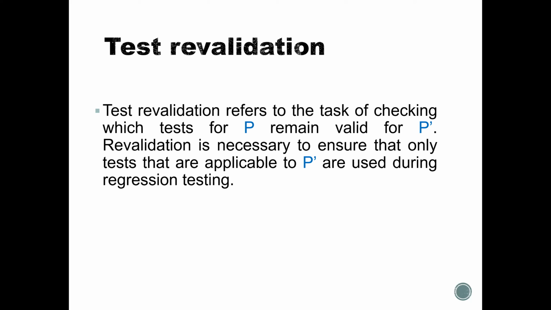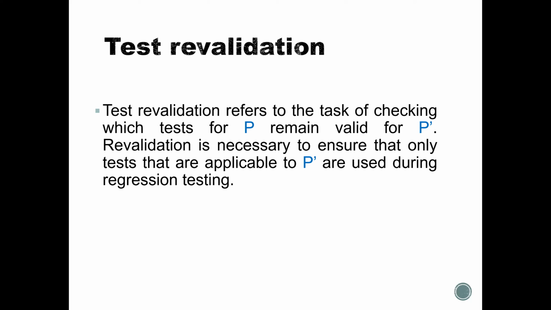Due to these different reasons, we perform test revalidation. Revalidation here refers to the task in which we check which tests for P exactly remain valid for P dash. The basic goal of revalidation is to ensure that we are going to use only tests that are applicable to P dash, and which will move forward to perform regression testing.